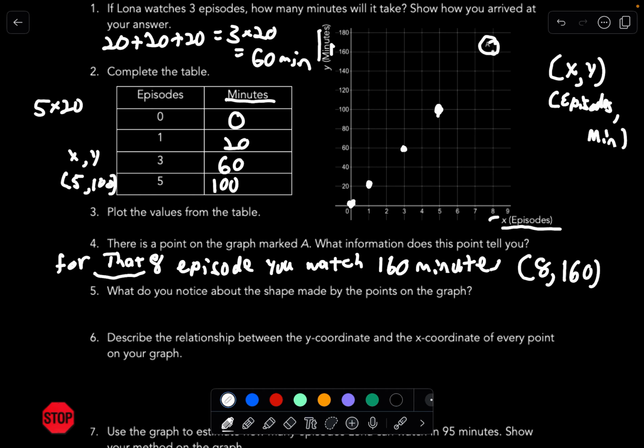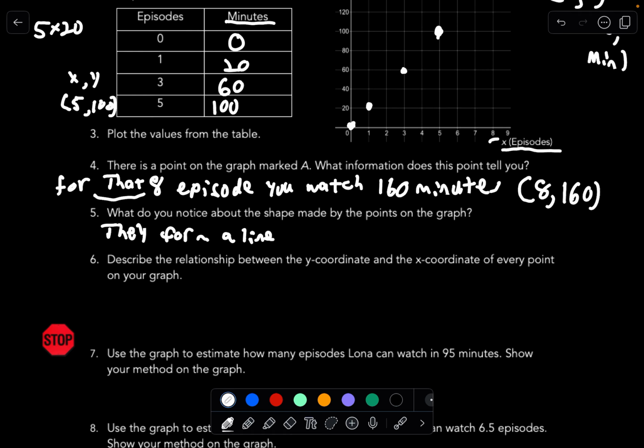What do you notice about the shape made by the points on the graph? Well, it's a line. They form a line. All right. Describe the relationship between the y-coordinate and the x-coordinate of every point on your graph. What they want, well, in words, is the y is 20 times the x. Okay.